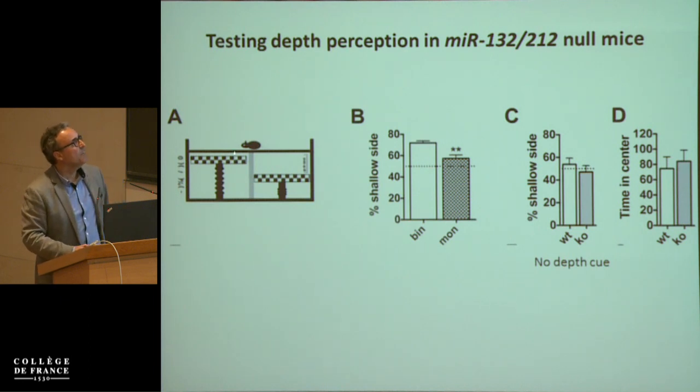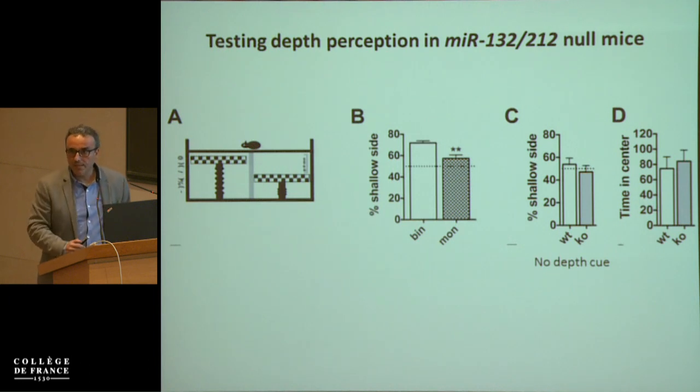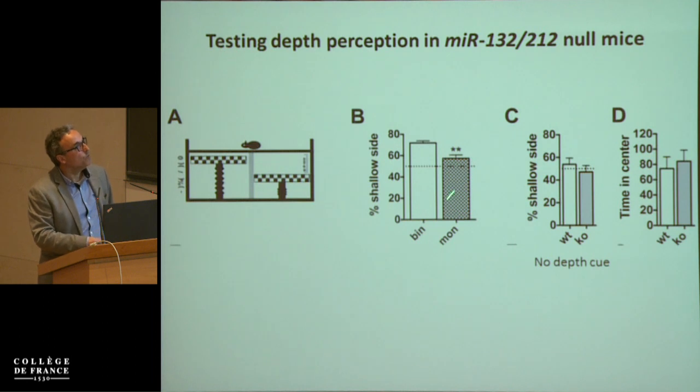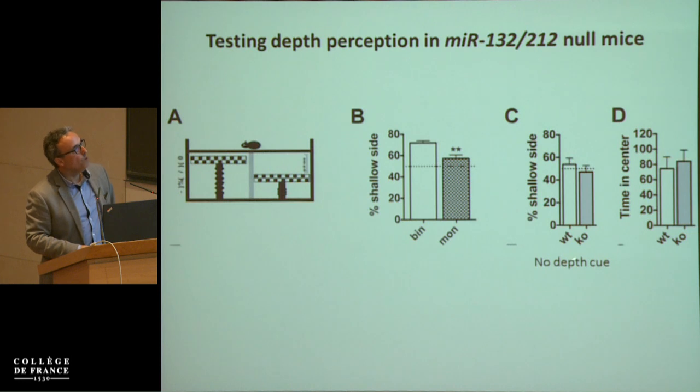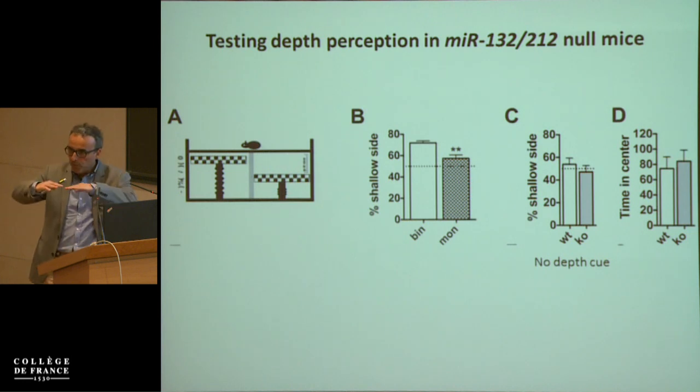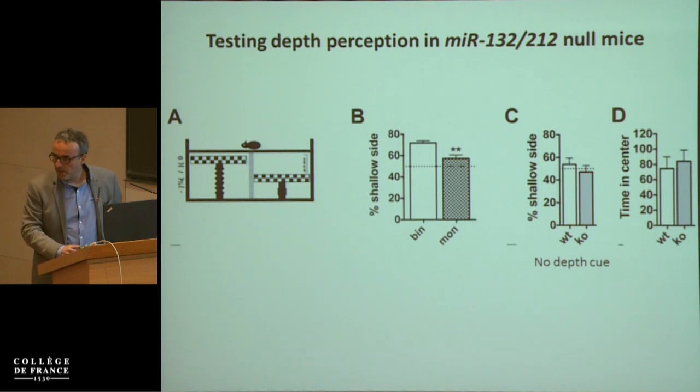To show this preference, you need both eyes open. You see here that in the binocular condition you have a preference for the shallow side, but if you just close one eye and then retest the animal, it will go everywhere because it's not able to appreciate the depth in the stimuli. If you eliminate the depth cue by putting the two visual stimuli at the same height, you don't have any preference at this time.